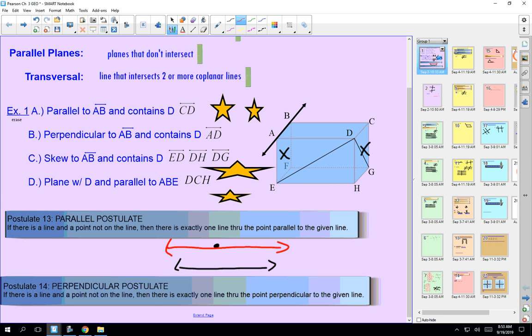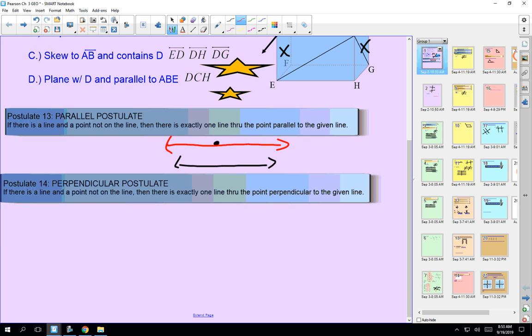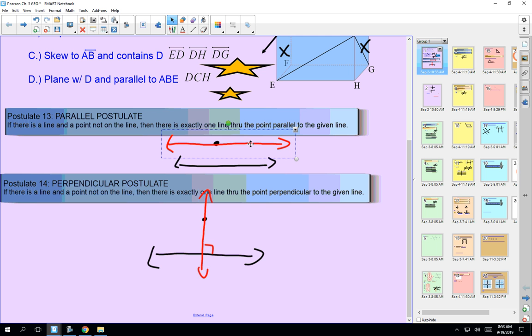And then if there's a line and a point not on the line, then there's exactly one line perpendicular to the given line. It's the same thing, a line, point not on the line. There is one and only one line perpendicular to that given line through the point. So maybe draw a picture of each of those postulates.